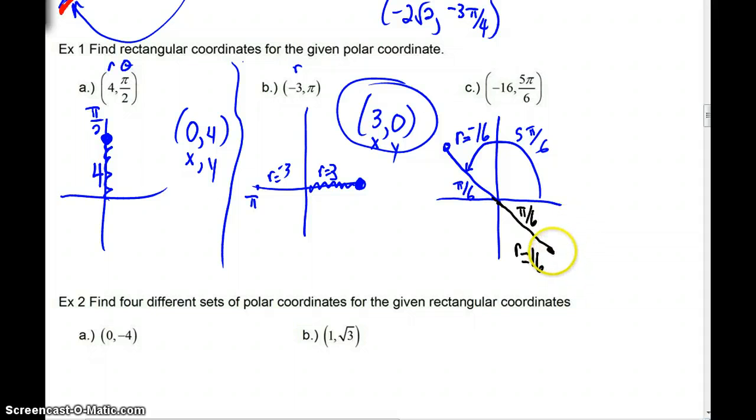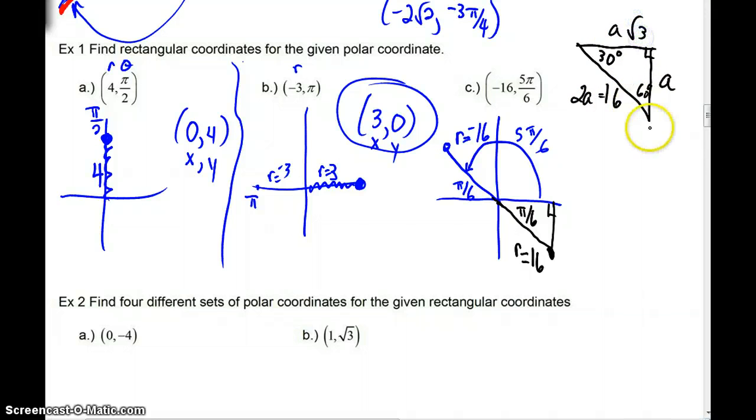Now again, something to help us out. We might wonder where our x and y are. Certainly we may use trig, but a good review of geometry would be very appropriate here. Pi over 6, of course, is equivalent to 30 degrees. We have a 30, 60, 90 right triangle. Opposite of 30 is A. Opposite of 90 is 2A. Opposite of 60 is always A root 3. So if 2A is 16, 1A is 8. And this side opposite of 60 degrees is 8 root 3.